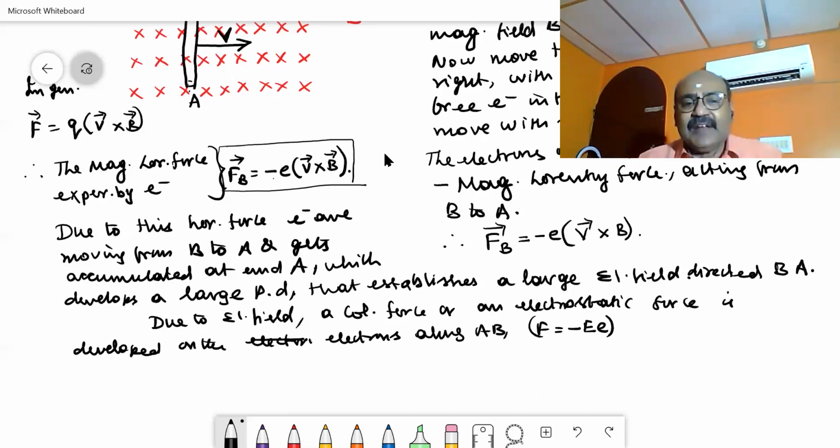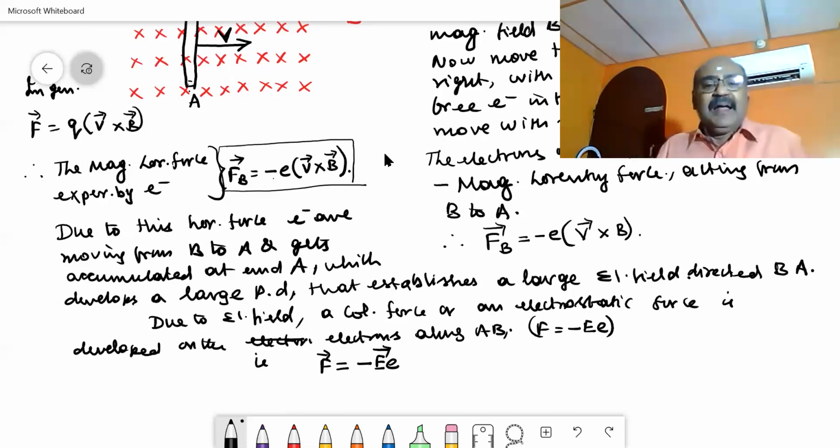Due to the electrical field, a Coulomb force or an electrostatic force is developed on the electrons along AB. That value is F vector equals what? F vector equals minus of e into E. So I can write it like this: minus e times E vector. Now what happens to the magnitude of the electrical field?